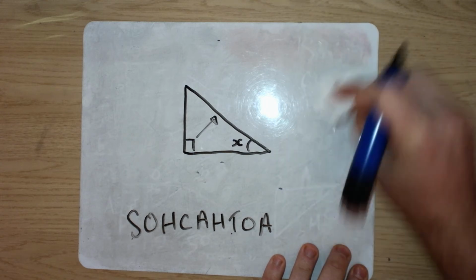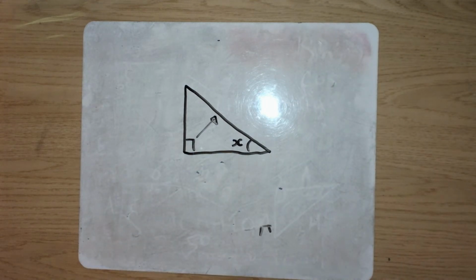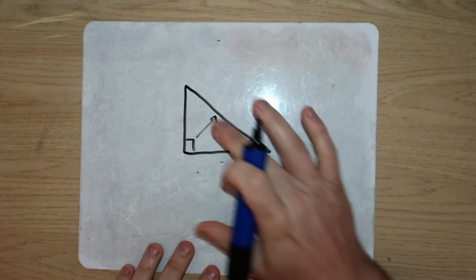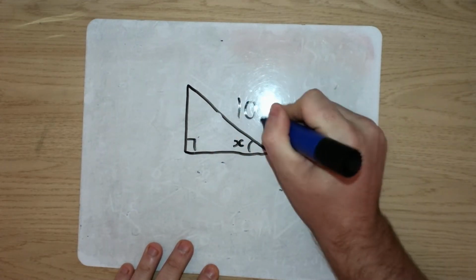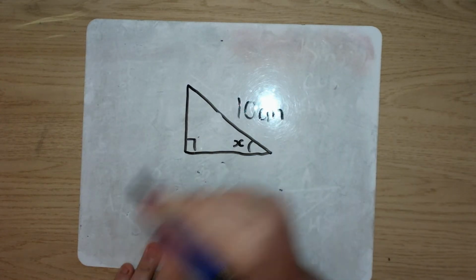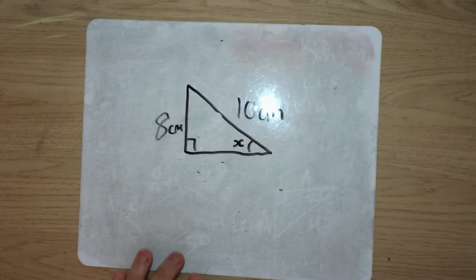So we're just going to take a right angle triangle now, and I'm going to give us two sides, and we're just going to go through how we select which bit of sine, cos or tan we're actually going to use. So this is my right angle triangle. If I'm given this as 10 centimeters and I'm given this one as 8 centimeters.